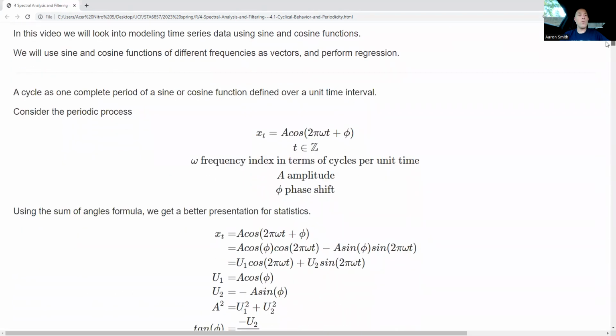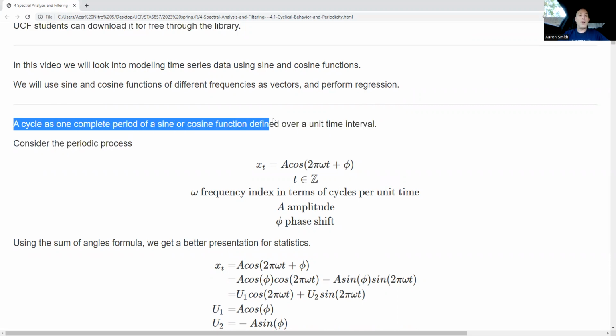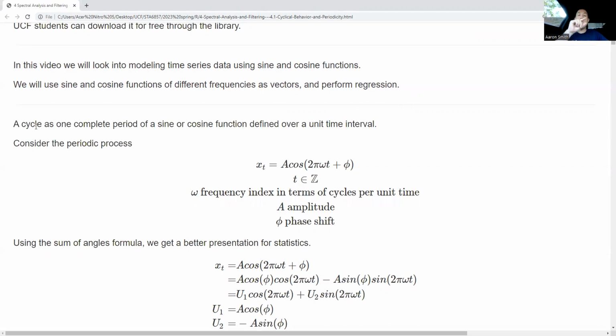So here we're going to start with basic trigonometry. A cycle is one complete period of a sine or cosine function defined over a unit interval. We're going to define a cycle as one complete sine wave for sine or cosine. Now consider the periodic process. Let's say my time series data is strictly a sine or cosine function. Here I'm writing cosine, but sine would work perfectly well. Here A is the amplitude. That's the magnitude from baseline of the height and the lowest points of the sine wave.